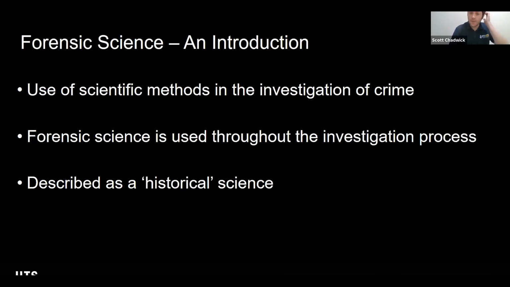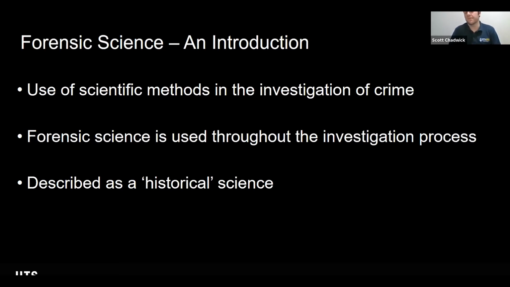So we use these traces throughout the entire process. Once our crime scene investigators have collected these forensic traces, they will then send those traces to be analysed by forensic scientists in the laboratory. And their role is to try and establish a link between an offender and a victim, or a victim and the crime scene, or the offender and a crime scene. And they'll do that using scientific instruments and scientific techniques.